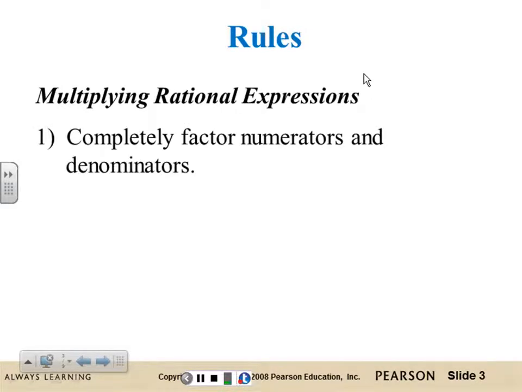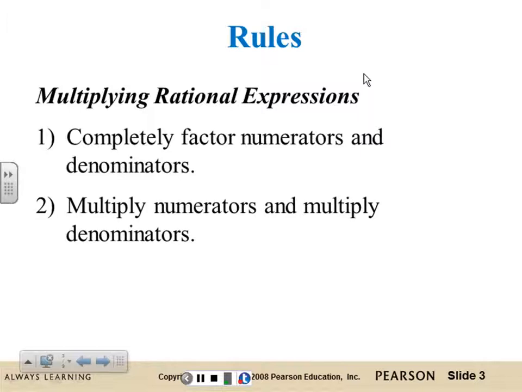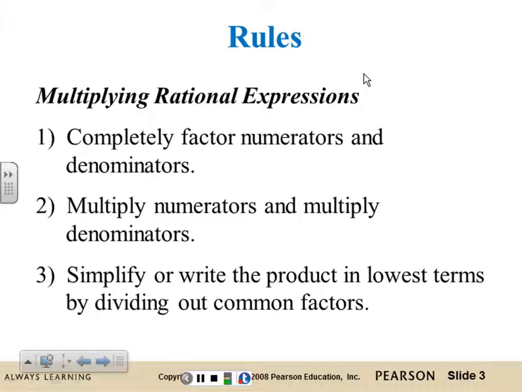Number 1, completely factor the numerator and denominator. Number 2, multiply numerator and multiply the denominator. Number 3, simplify or write the product in lowest terms by dividing out any common factors. So, it's what we did in elementary school. You're going to multiply the top, multiply the bottom, and then you're going to reduce anywhere that you can.